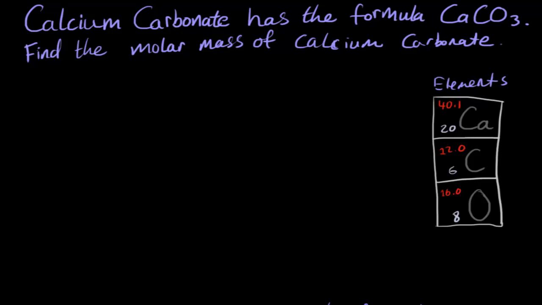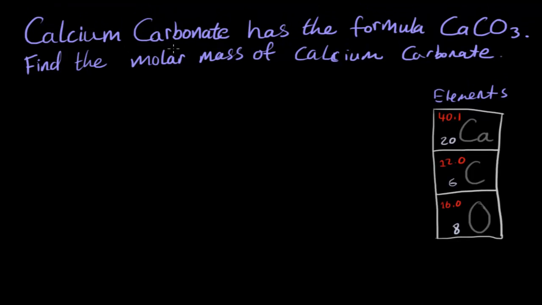Now, this is the first problem we've got here. Calcium carbonate has the formula CaCO3. Find the molar mass of calcium carbonate. Okay, first thing we do, we have the periodic table here, and we know that we've got 1 mole of calcium atoms, 1 mole of carbon atoms, and 3 moles of oxygen atoms.